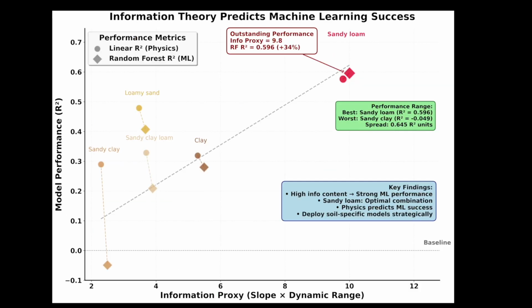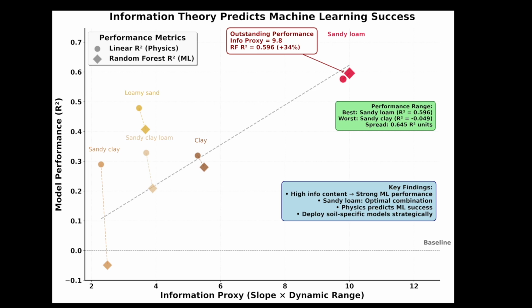So here is the actual data for our 5 soil textures. These are our real results. On the x-axis, we see the information proxy, which we have defined as the slope or the sensitivity versus the standard deviation, as we saw in the earlier slide. But here we used only the vegetated samples. On the left y-axis, we see the R square both from our linear regression as well as from the machine learning model, the random forest R square.